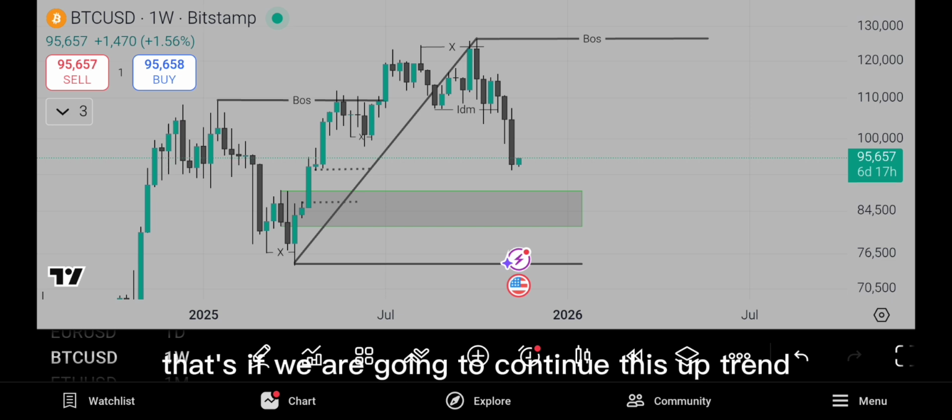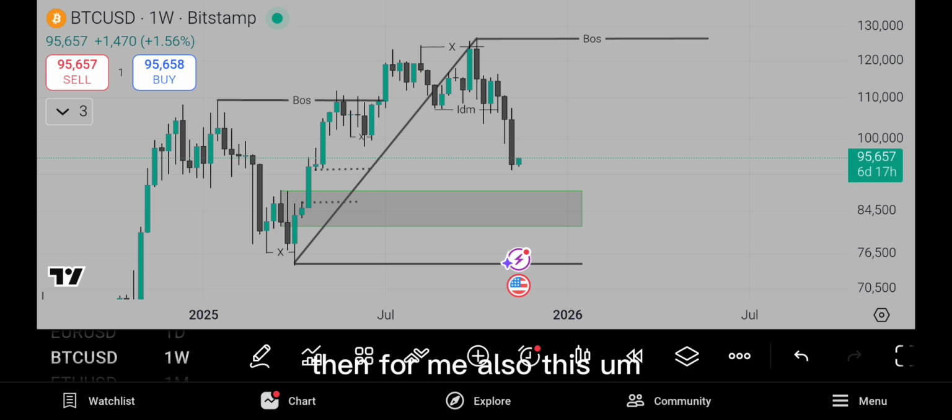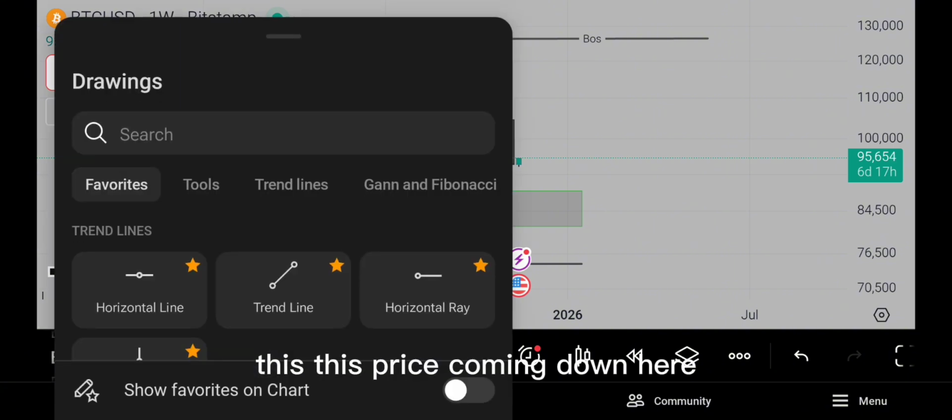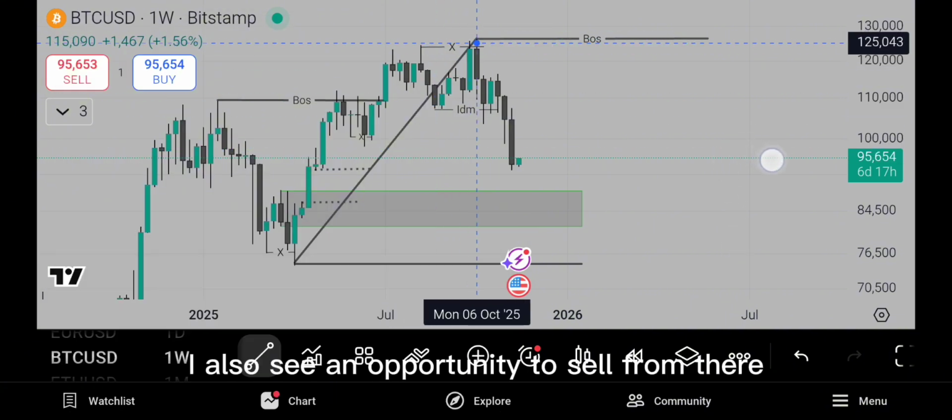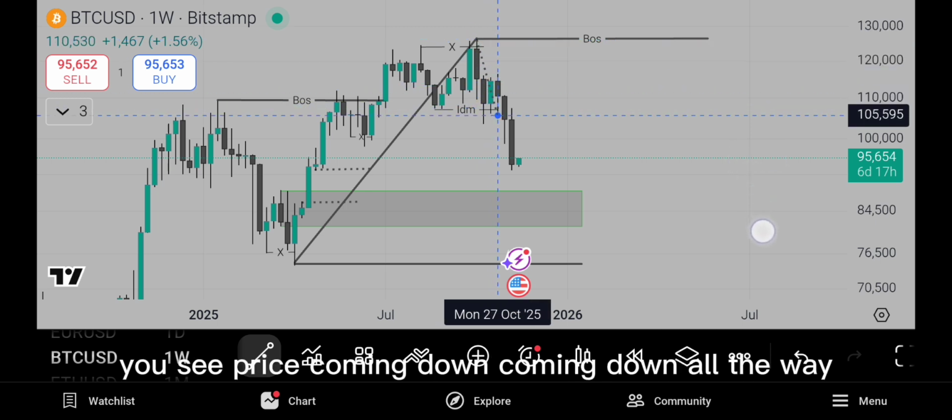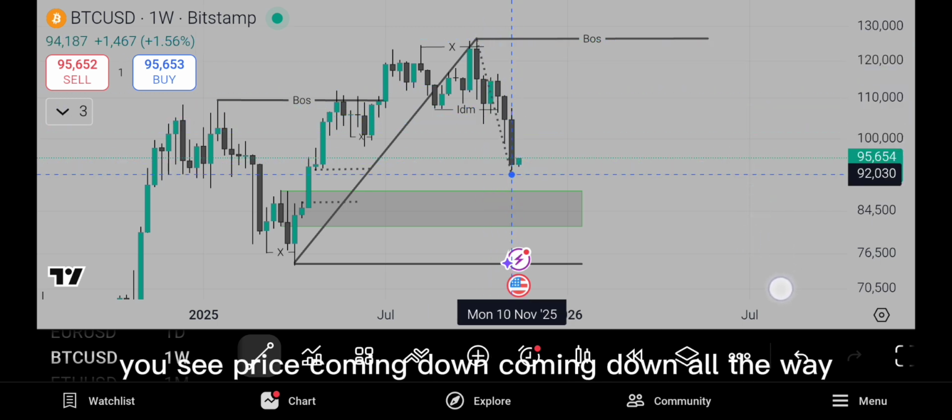That's if we are going to continue this uptrend. Then for me also, this price coming down here, I also see an opportunity to sell from there. See price coming down all the way.